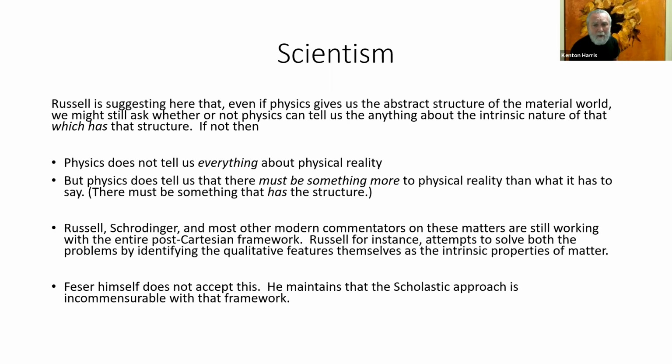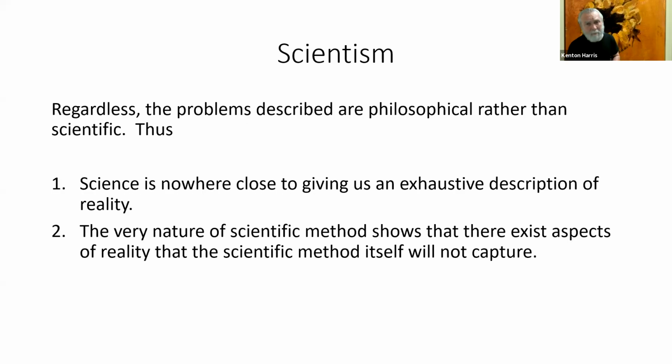Russell, Schrödinger, and most other modern commentators on these matters are still working with an entirely post-Cartesian framework. Right? So they're not embracing the Cartesian ideas. Russell, for instance, attempts to solve both problems by identifying the qualitative features themselves as intrinsic properties of matter. So he's suggesting that the qualitative is real, but it's an intrinsic property of matter that Descartes simply was wrong to say was not part of material reality. Feser himself does not accept this. He doesn't accept the Russellian account. He maintains that the scholastic approach is incommensurable with that framework. So again, Feser is the neo-scholastic, and he thinks the scholastic approach is preferable to the one recommended by Russell. But we don't have to worry about that, right?